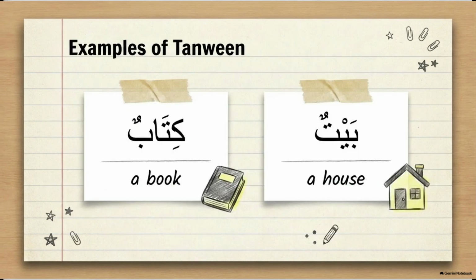Let's look at some real examples. I'm going to say the Arabic word slowly, and I want you to really listen to the sound at the very end. First, on the left, we have kitabun. Kitabun. That means a book. Next, on the right, we have baitun. Baitun. That means a house. Do you hear that same sound at the end of both of those words? Kitabun, baitun. That un sound is the tanween doing its job. It's telling us this is just an indefinite object. Any book, any house. It truly is that simple.